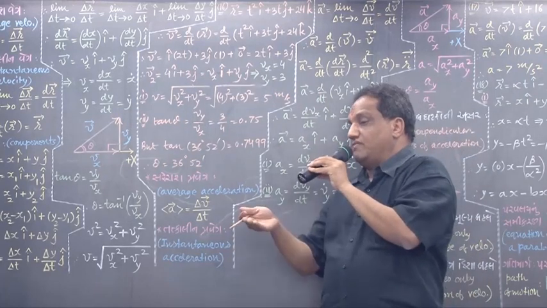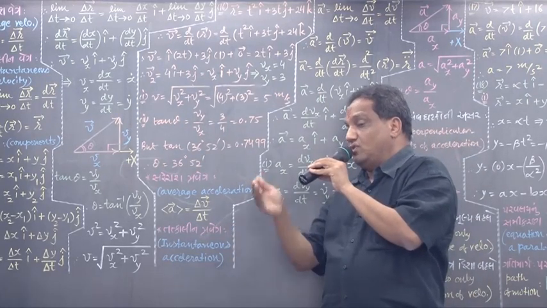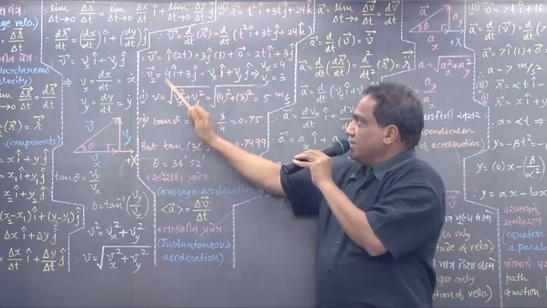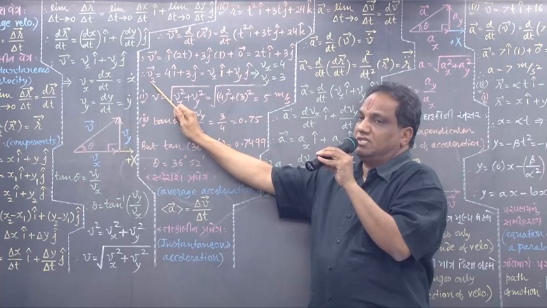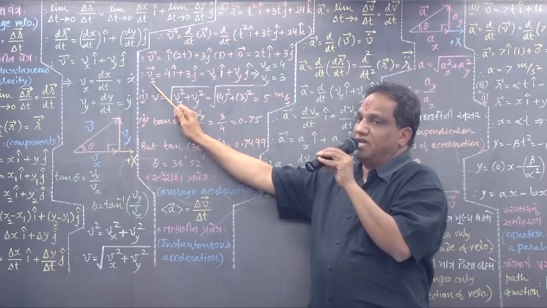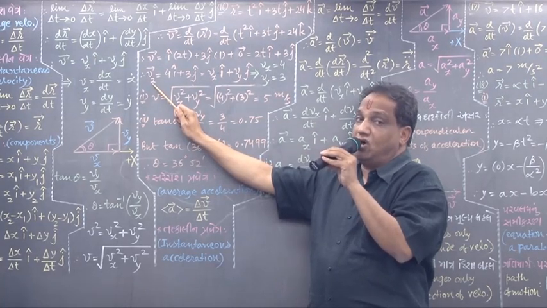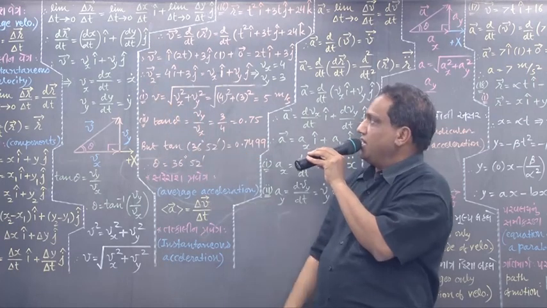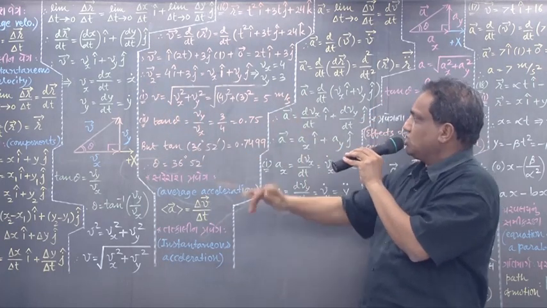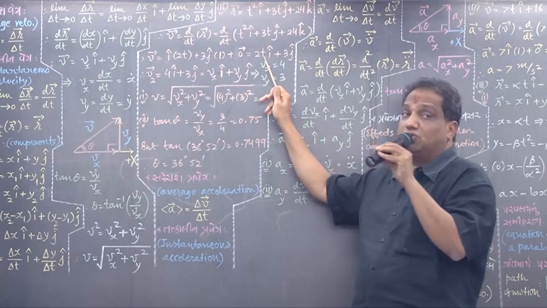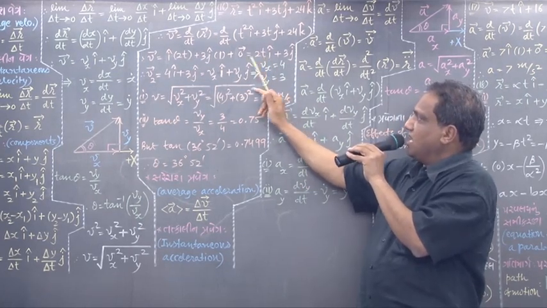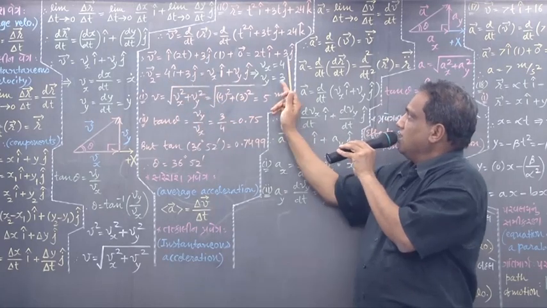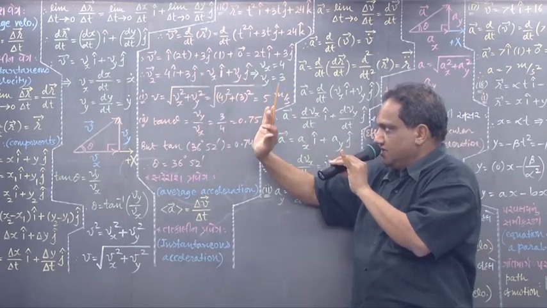But they have asked to find out velocity at the end of 2 seconds. That's why I am writing vector v2. Why is it written here 2? Because we are interested in finding out velocity at the end of 2 seconds. All that you have to do is place the value of t as 2 seconds. Place t equal to 2 seconds here: 2 into 2 is 4 i hat plus 3 j hat as it is.